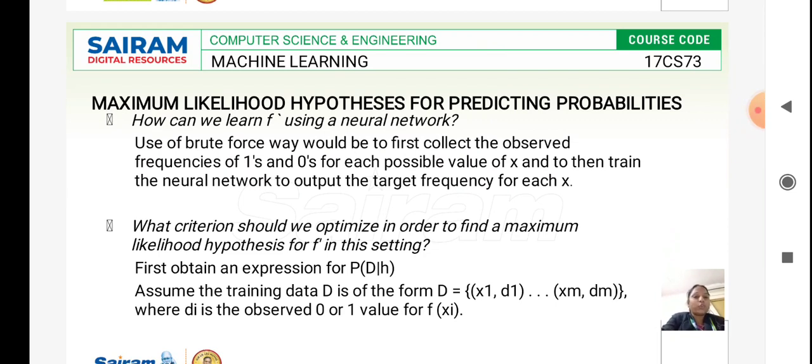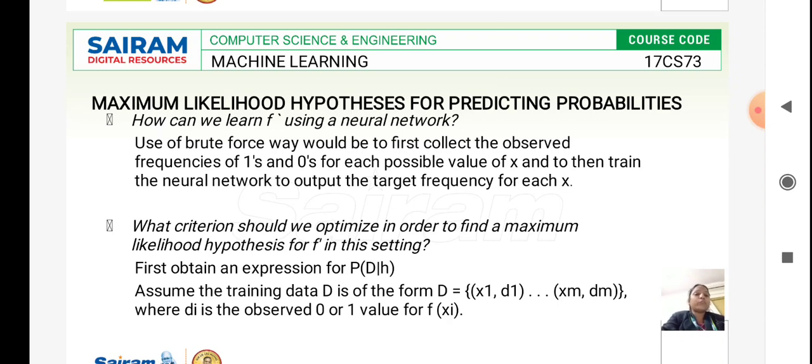For that, we go with training a neural network. We do this using a neural network, and we use a brute force way to train it. What is actually the brute force way? What do we do there? We collect all the observed frequencies of 1s and 0s. For the given example, when I am tossing a coin, I observe the frequency of occurrence of head, and I collect the frequency of occurrence of the tail.